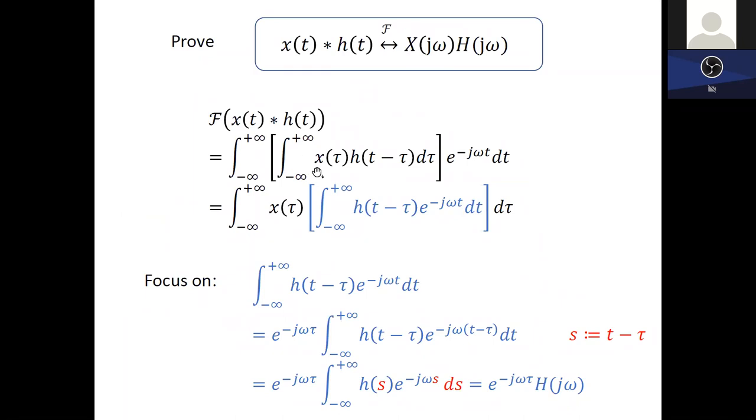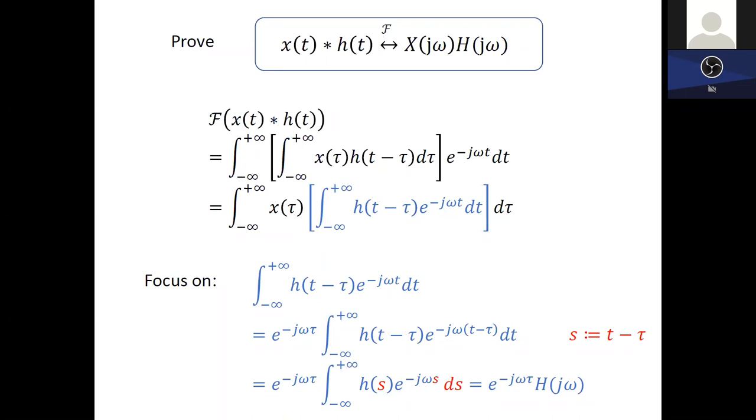We adjust a little bit the locations of the different components. Again, we put dt in the inner integral. Everything with the variable t should be kept in the inner integral. It includes h of t minus tau, because it contains t, and exponential minus j omega t, because it's a function of t. Those are all in the inner integral. What is left for the outer integral is d tau with x of tau. x of tau d tau is now flipped outside.